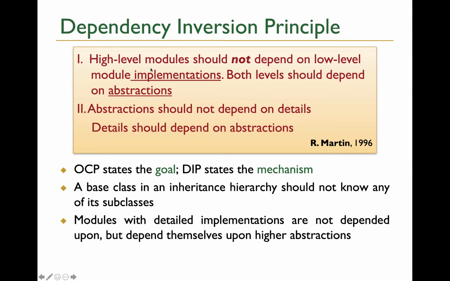All right, so the definition is like this. The high-level modules should not depend on the low-level modules' implementations, and both levels should depend on abstractions. And abstractions should not depend on details. Details should depend on abstractions. So basically, we're really talking about this whole abstraction. And abstraction in Java is basically the interface or abstract class.